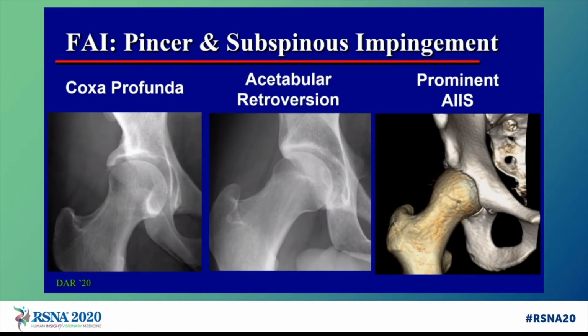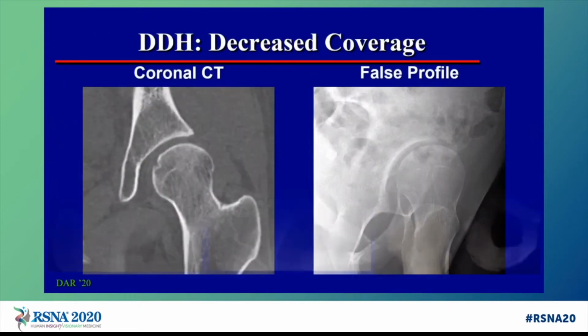Bone abnormalities can also occur on the acetabular side, for example, where we have extra bone, coxa profunda, where the superior acetabulum is retroverted, or we have a prominent anteroinferior iliac spine. Now, in all these cases, even though the abnormality is on the acetabular side, it's the femoral head that's pressing the labrum into that abnormal bone and creating the labral tears.